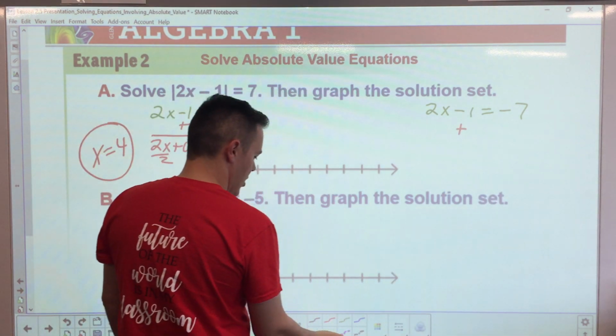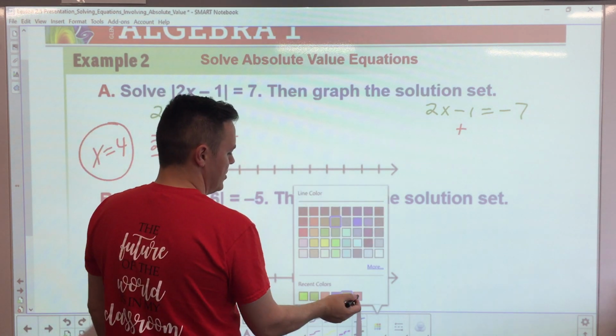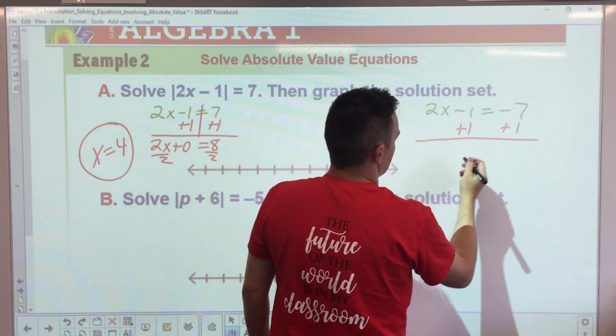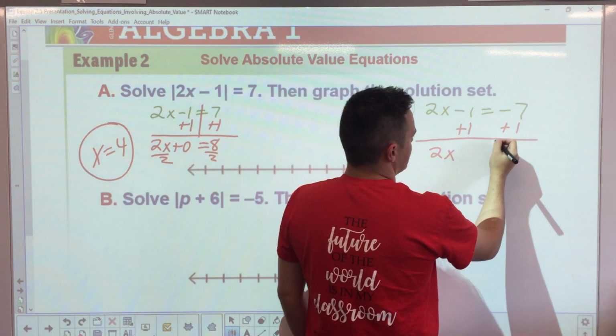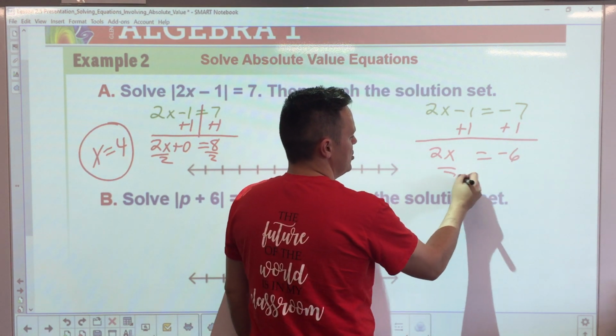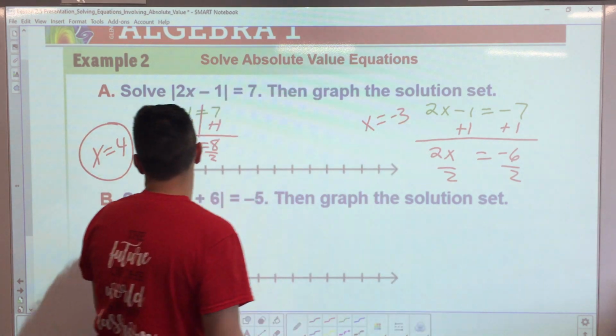That's a 1. All right, so it's 2x minus 1. Okay. What you want to do then, ladies and gentlemen, is add 1 to both sides. So hopefully you guys caught that earlier. 2x equals negative 6, divided by 2. X equals negative 3. So there are your two numbers.